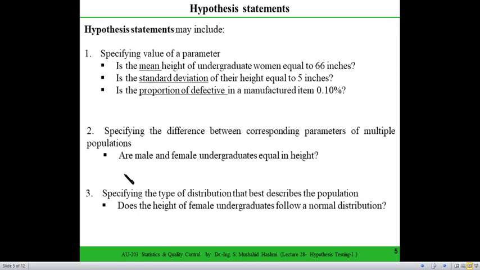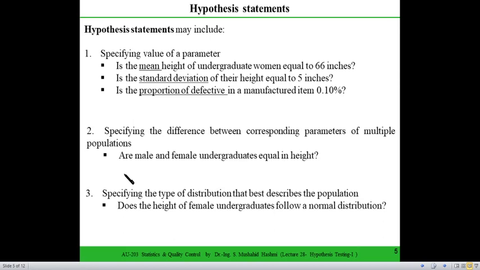Or sometimes you need to specify the type of the distribution that best describes the population. So let's say you are investigating the height of the female students, and you are interested in whether the sample data has enough evidence that the height of the female undergraduates is a normal distribution. So in this way you will be actually making a decision about the model which you want to suggest for any characteristic from the population.